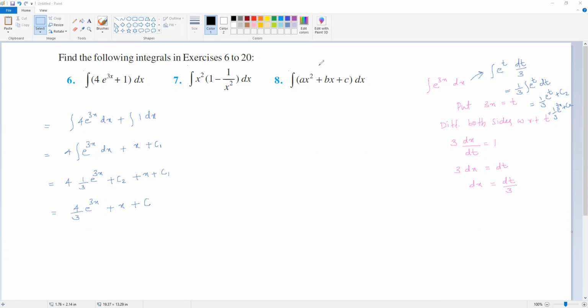Now I will tell you one shortcut. I have already used the substitution method here, but I will tell you a shortcut here also. In integration there is no chain rule, but we can use a technique. It is of the form e to the power x form. e to the power 3x is of the form e to the power x form.